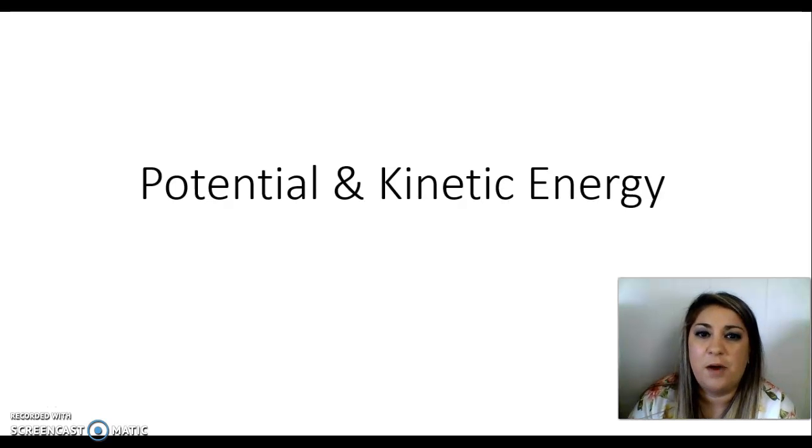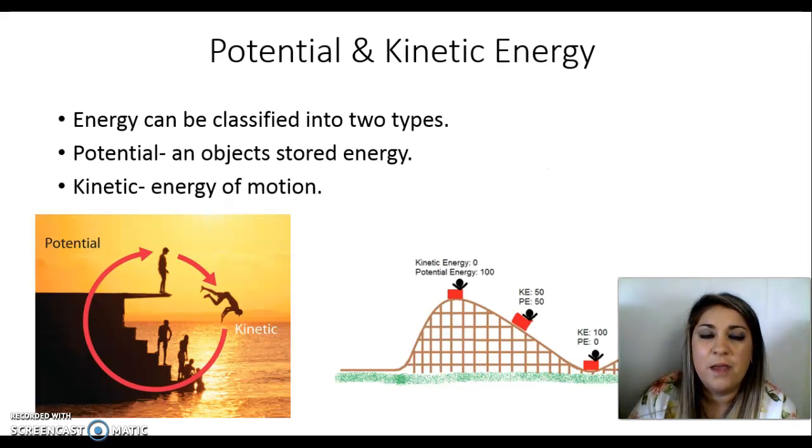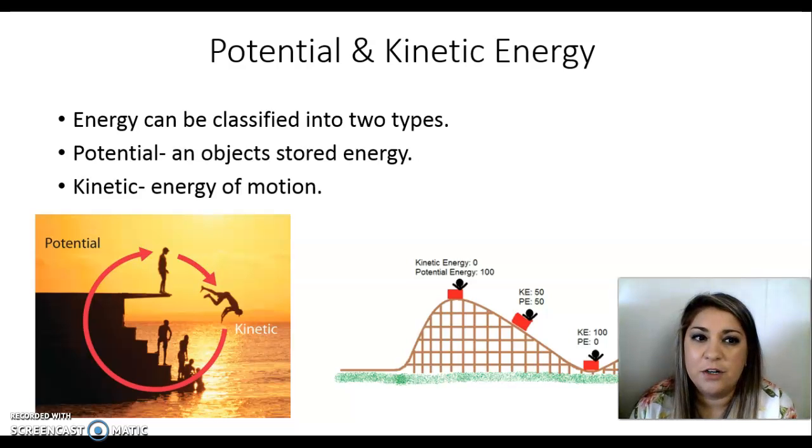Today we're going to be talking about potential and kinetic energy again, but we're going to take it just a little step further today, okay? So let's review what we do know about potential and kinetic energy. We know that energy can be classified into two types. We have potential and kinetic. We know potential energy is an object's stored energy. And we know kinetic energy is energy of motion.